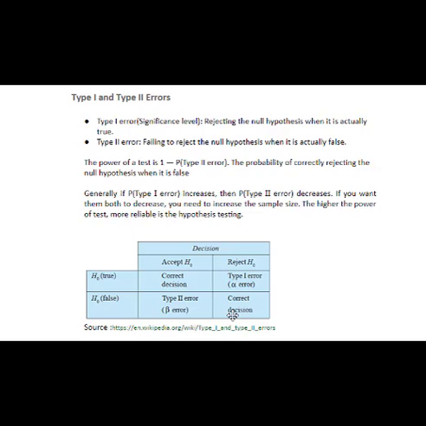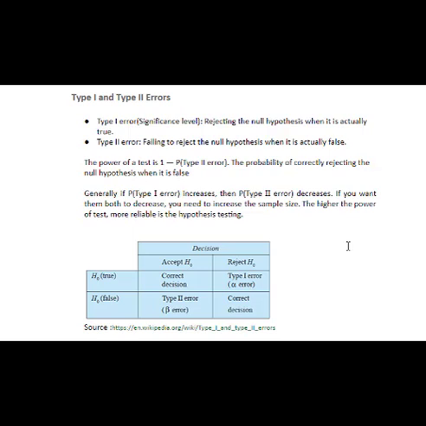Generally, if type 1 error increases, type 2 error decreases. There is a relation between these two. Type 1 error is also called alpha error, which represents the significance level. When we're talking about a 95% confidence level, we are saying there's a 5% significance level when we reject the null hypothesis. In those cases, this 5% is the probability that we may incorrectly reject the null hypothesis. So type 1 error is also the significance level.